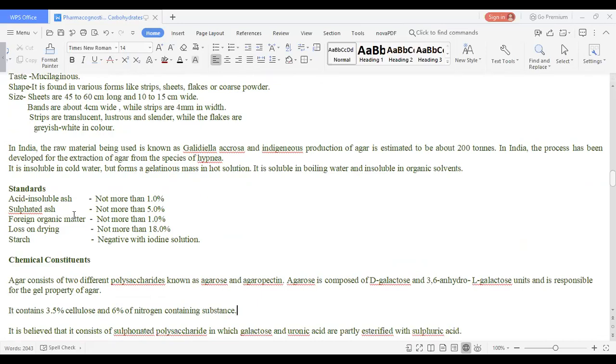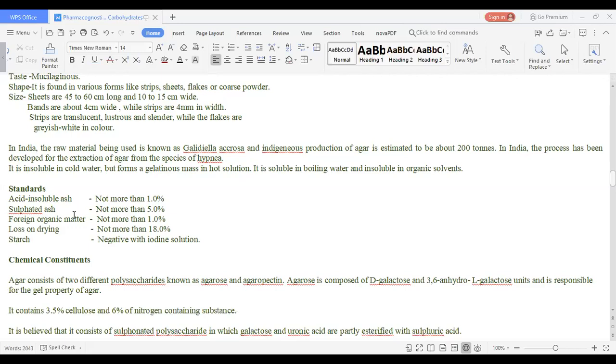Coming to the acid insoluble ash, there should not be more than 1.0%. Sulfated ash, not more than 5%. Foreign organic matter, not more than 1%. Loss on drying, LOD, not more than 18%. And starch: for testing the starch, you should get a negative result with iodine solution. When it complies with all these standards, then we can say that our drug is pure, meaning free from any impurities.